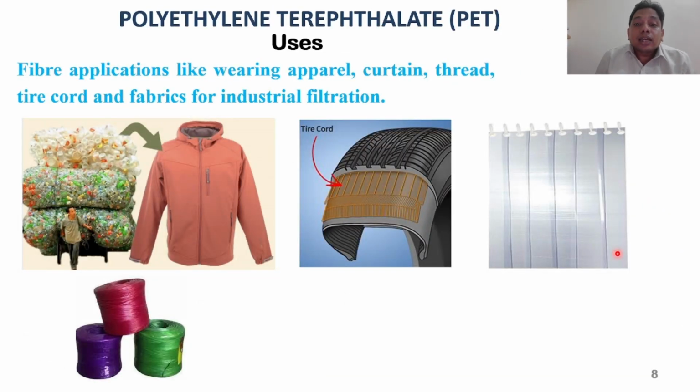And not only that, already we know this PET is recyclable. So by recycling these PET bottles or PET polymers, they are converted into clothing. You can see they are converted into fiber form, which is used for making this coat. And also it is used as a reinforcing or composite material in the tire cord in the form of fiber, and also in curtains, transparent curtains, also in fiber form. So these are the main applications of polyethylene terephthalate.